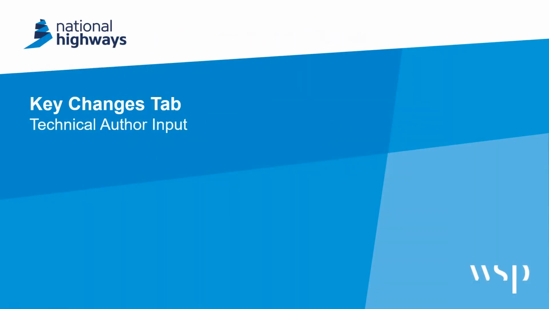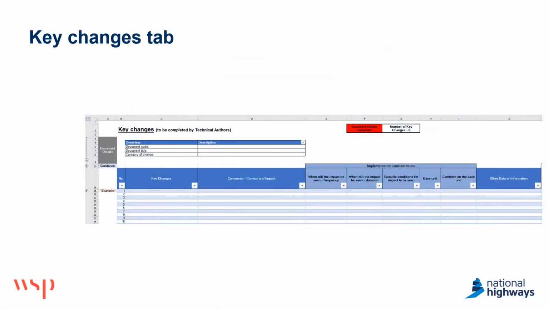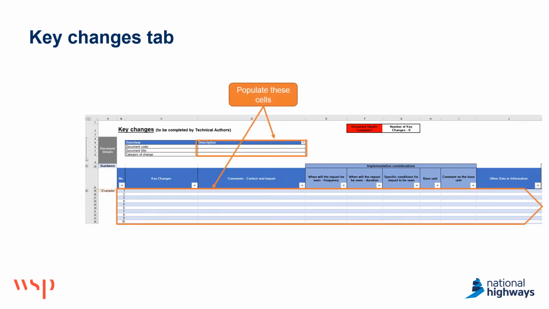Now I will present the Key Changes tab, which is the tab on which the technical author will provide their input. On the screen here is what the Key Changes tab looks like. The two boxes in orange show where the technical author is to provide their input. That's relating to the document details at the top, and then details relating to the key changes, which is the bulk of the work at the base.